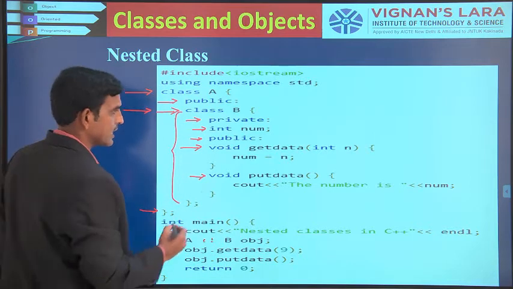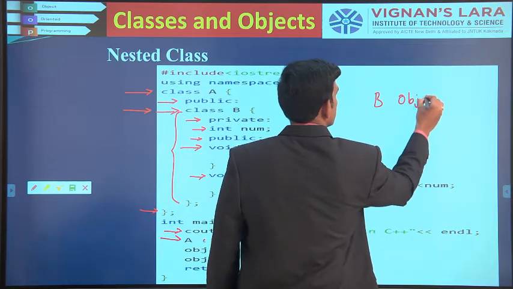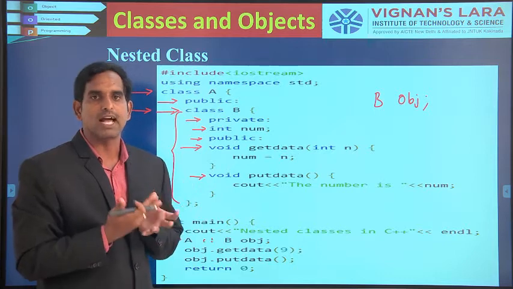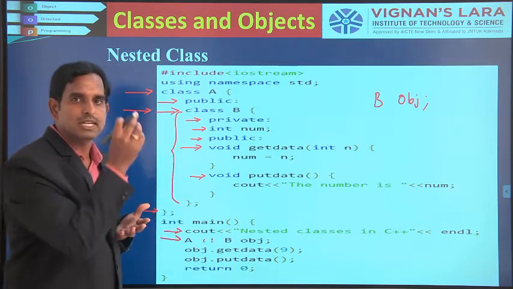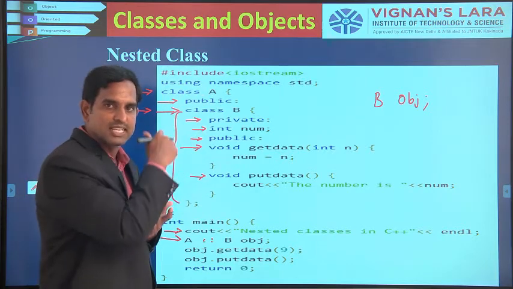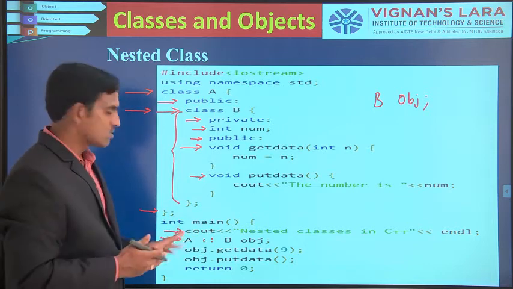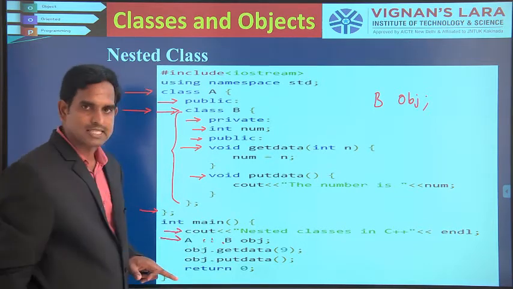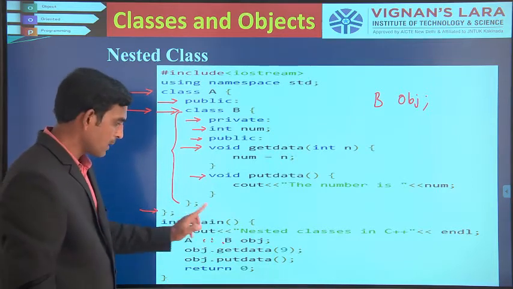If I write B object directly, the compiler will not be able to identify where the particular class B is present. So in order to tell the compiler that the particular class B is present inside the class A, I have to use the scope resolution operator. Now I have created an object for class B.